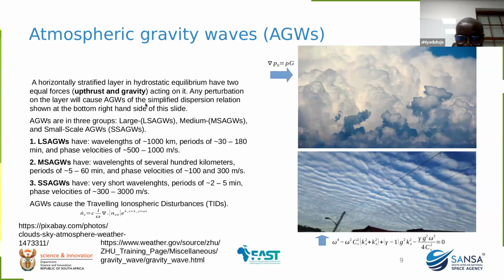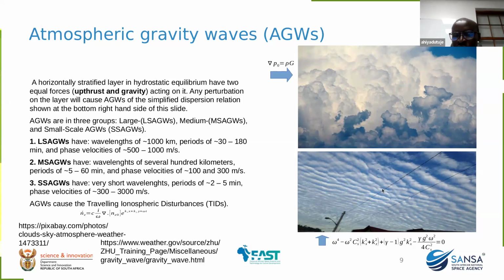But from the definition of gravity waves, if you have any perturbation on this cloud, you are going to have waves. Those waves are called the gravity waves. You can see in the figure at the bottom that the structure of the cloud is completely different from the one on the top. Those you can even see during the day with your naked eyes.